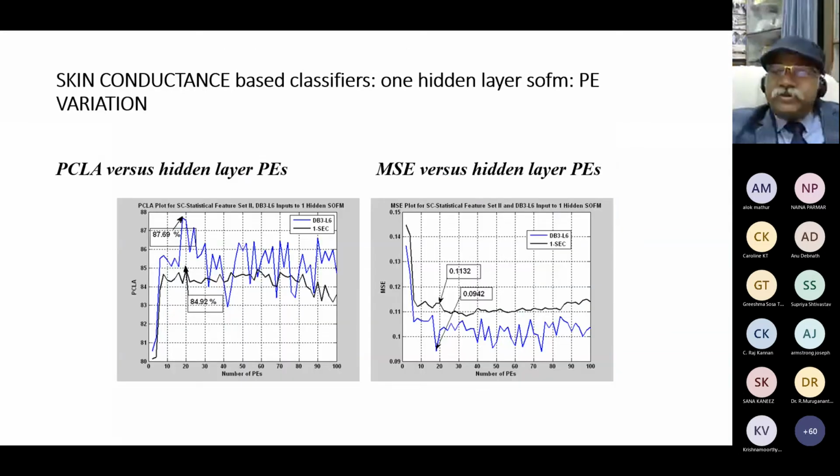And its results are again here: DB3 Daubechies and the statistical features have been compared, but here Daubechies wavelets give better accuracy than the statistical features.